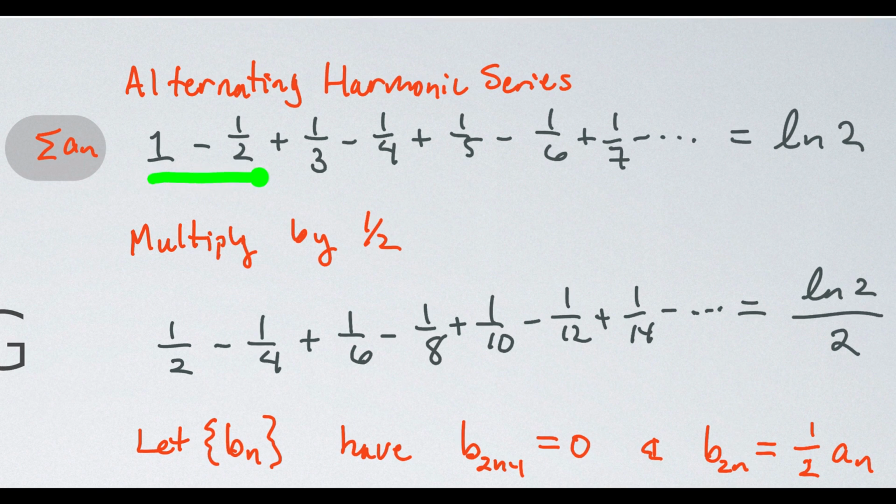Here's the alternating harmonic series with the first few terms written out, equaling its limit. From the previous slide, multiply everything by 1/2. 1 times a half, a half times a half, a third times a half, and so on and so forth. Left-hand side, right-hand side, ln of 2 times a half. Easy enough.